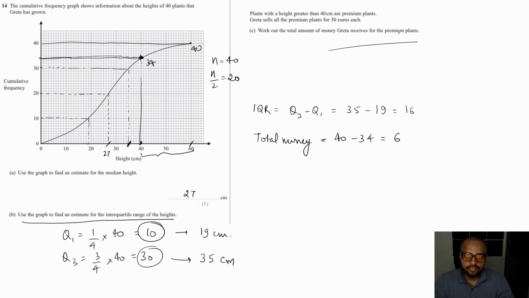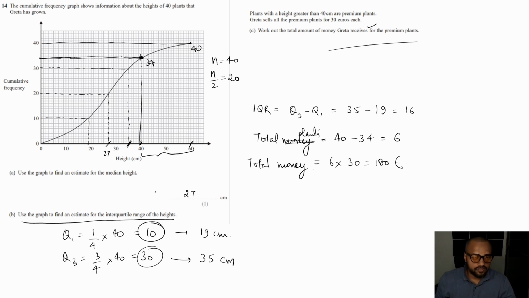So these plants were premium and she's selling them at 30 euros each. So total money will be equal to 6 cross 30, that will be equal to 180 euros. Okay, this is not money, students, this is the total number of plants. Okay, this is the total money.